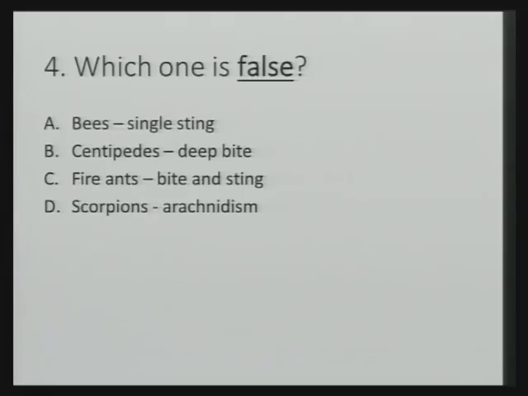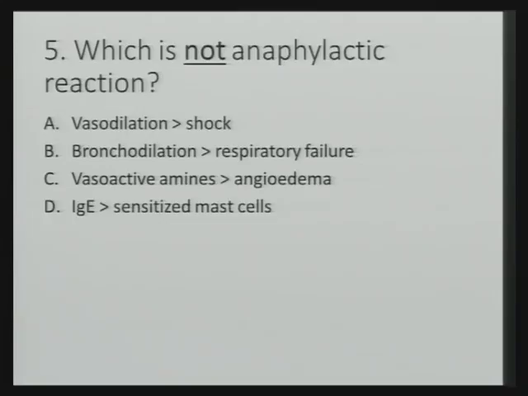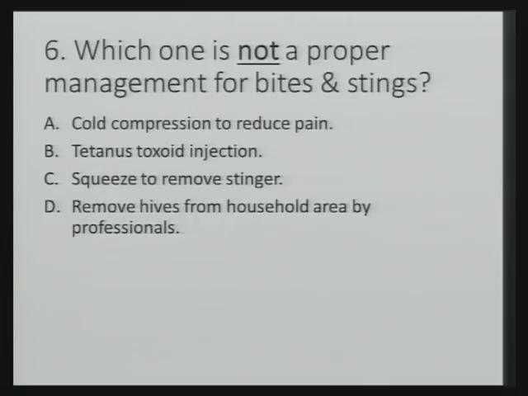What is arachnidism? Bitten by what? Spiders, not scorpions. The dog. Which is not an anaphylactic reaction? It's not. Bronchoconstriction, right? Okay. For IgE and sensitized mast cells, this is a primary process for the anaphylactic cascade, right? Okay. Which one is not a proper management for bite and sting? Okay. Cold compression is useful. Tetanus toxoid is mandatory. We remove a stinger, but we do not squeeze, okay?